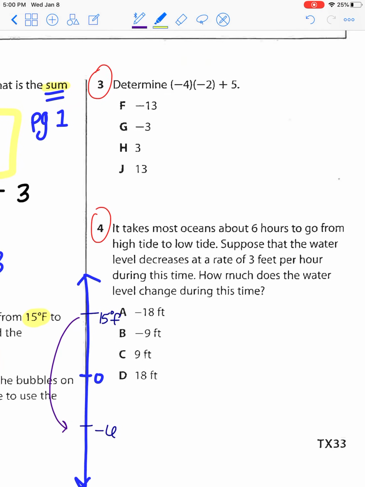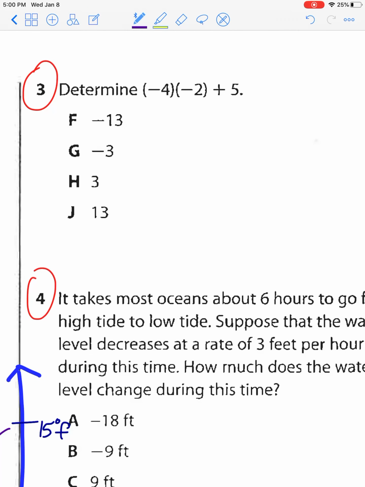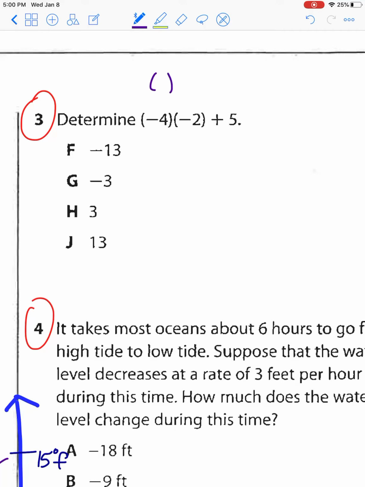So let's go number 3. So same thing, determine -4 (-2) + 5. Something very important you need to remember, that parentheses is another way to annotate for multiplication.